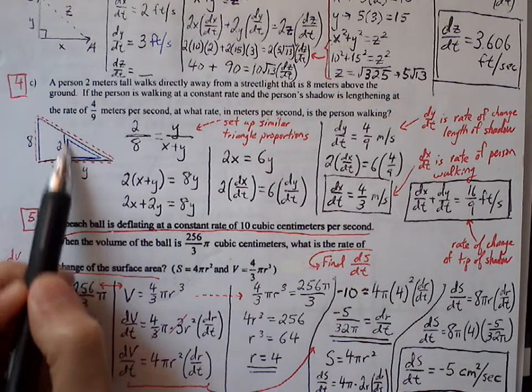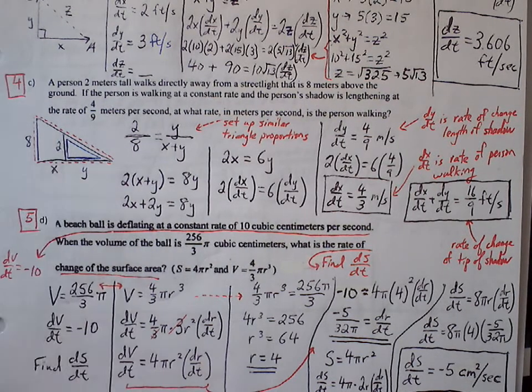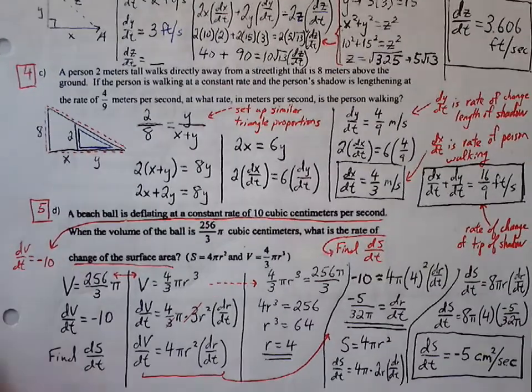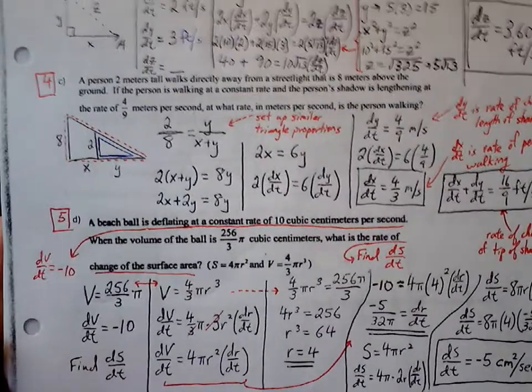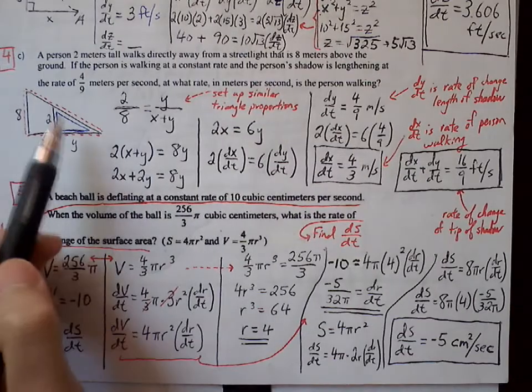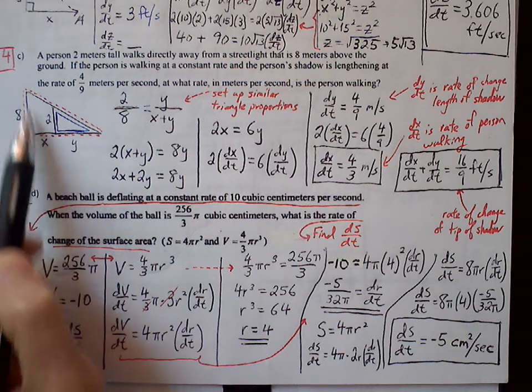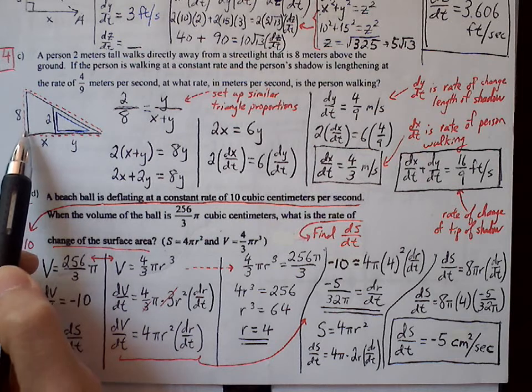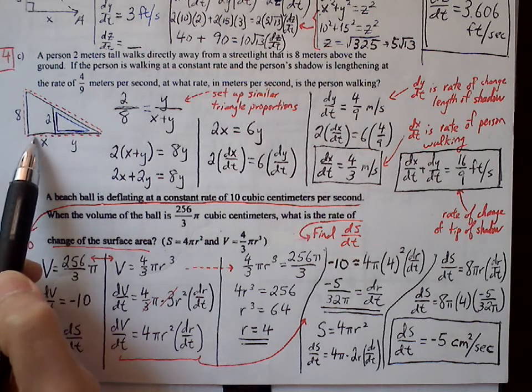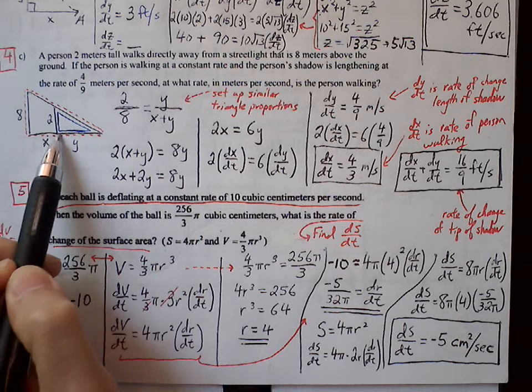So this is going to be a similar triangle problem. We can set this up with the person being the height of the small triangle, and the height of the large triangle is going to be the height of the street lamp. I'm going to indicate this as x and this as y.